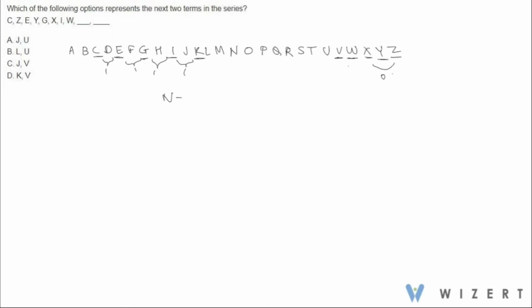So the next members will be K and V. So the answer is option D.